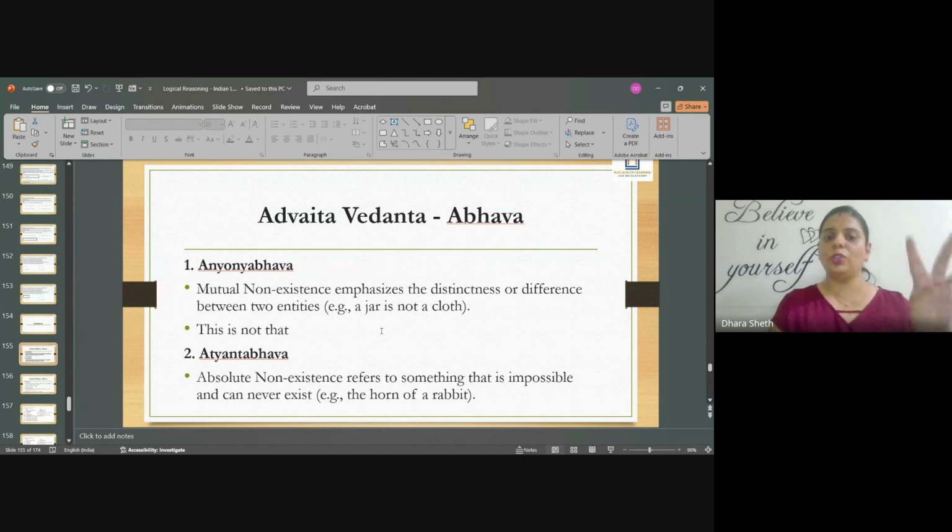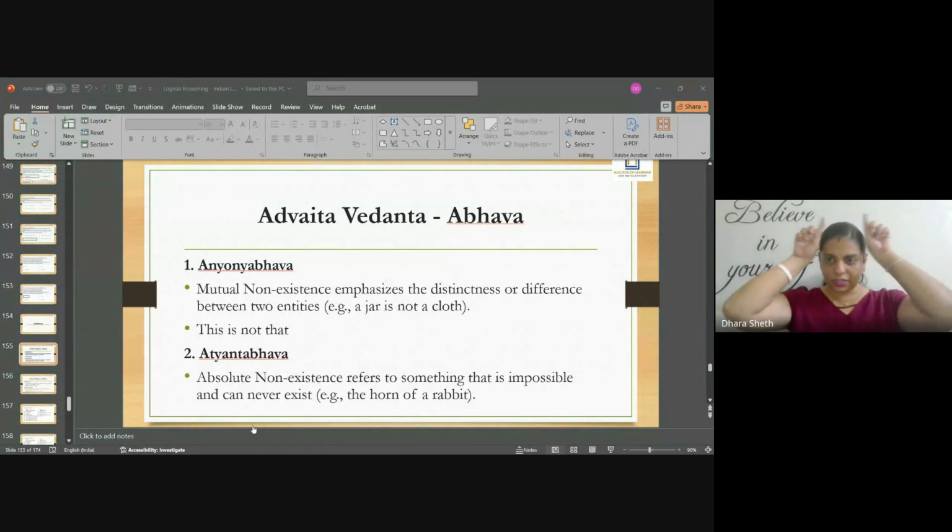Anyonya abhav is when 2 things do not exist together. There is a difference between the 2. A jar is not a cloth, a cloth is not a jar. A mobile is not a laptop, a laptop is not a mobile. This is not that. Anyonya abhav means difference.